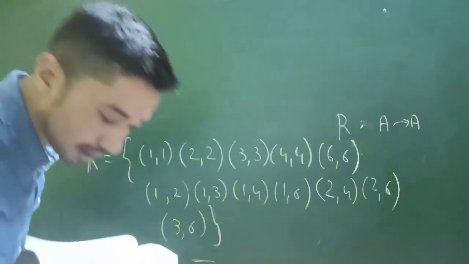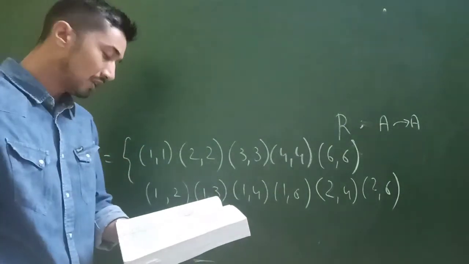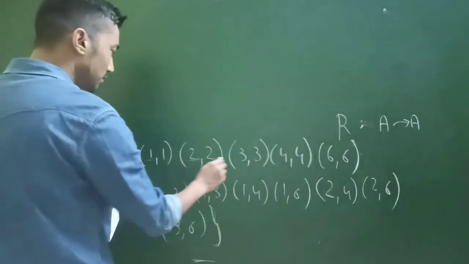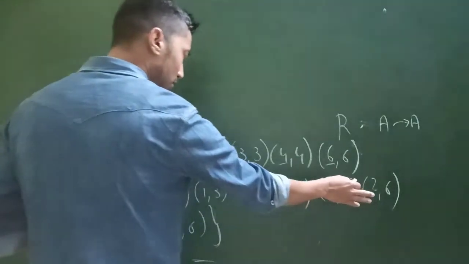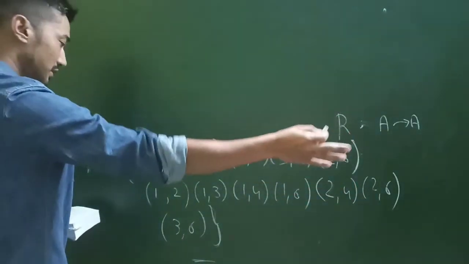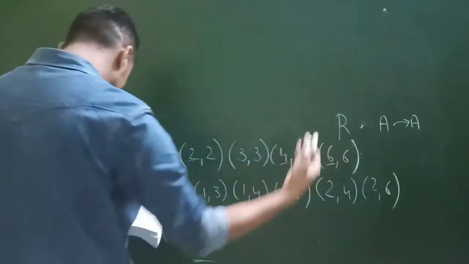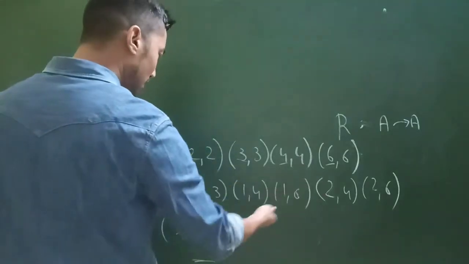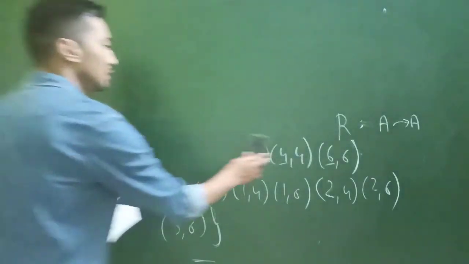The next question: find the domain of R. I think you can manage. Domain of R is the first elements, so 1, 2, 3, 4, 6. Other elements are all repeated. Range is the second elements, so again 1, 2, 3, 4, 6. It's the set A itself.